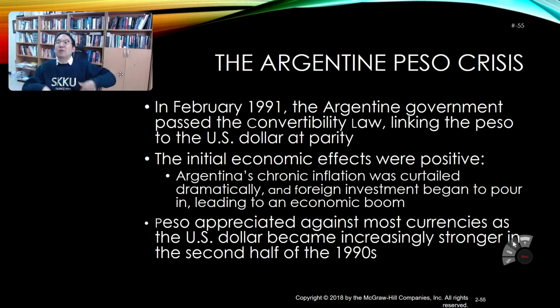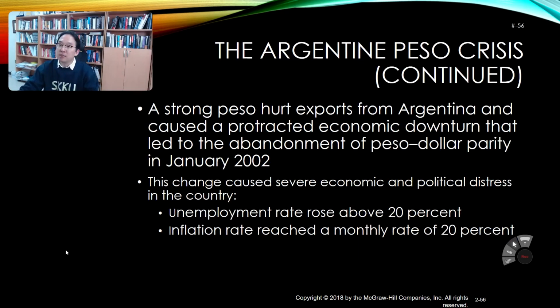The initial economic effects were positive. Previously, they suffered a lot of currency crises, but they wanted to stabilize by pegging to the US dollar in 1991. Argentina's chronic inflation, hyperinflation, was curtailed dramatically, and foreign investment began to pour in, leading to an economic boom. The peso appreciated against most currencies as the US dollar became increasingly stronger in the second half of the 90s. A strong peso hurt exports from Argentina, and I mean Argentinian beef, which must be very delicious.